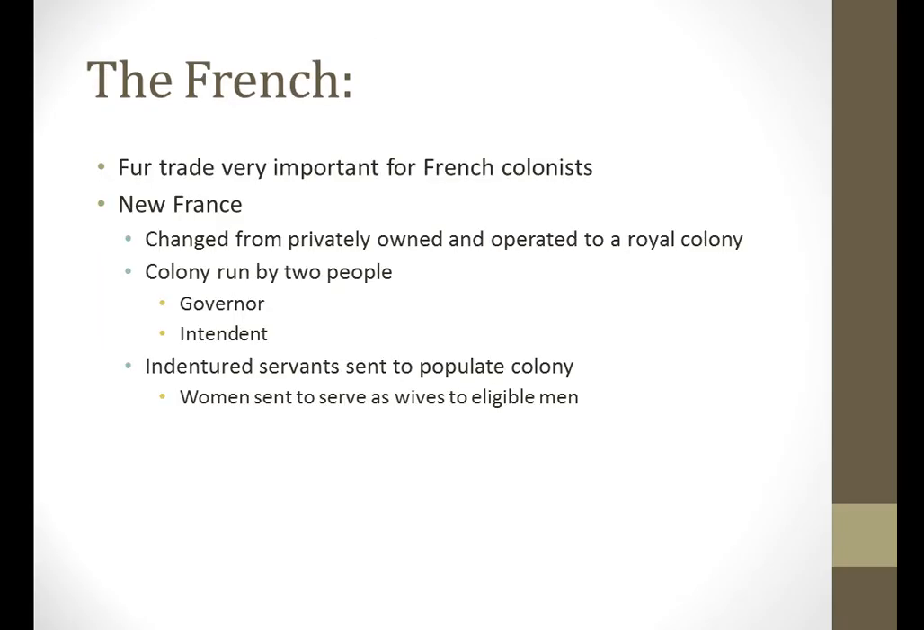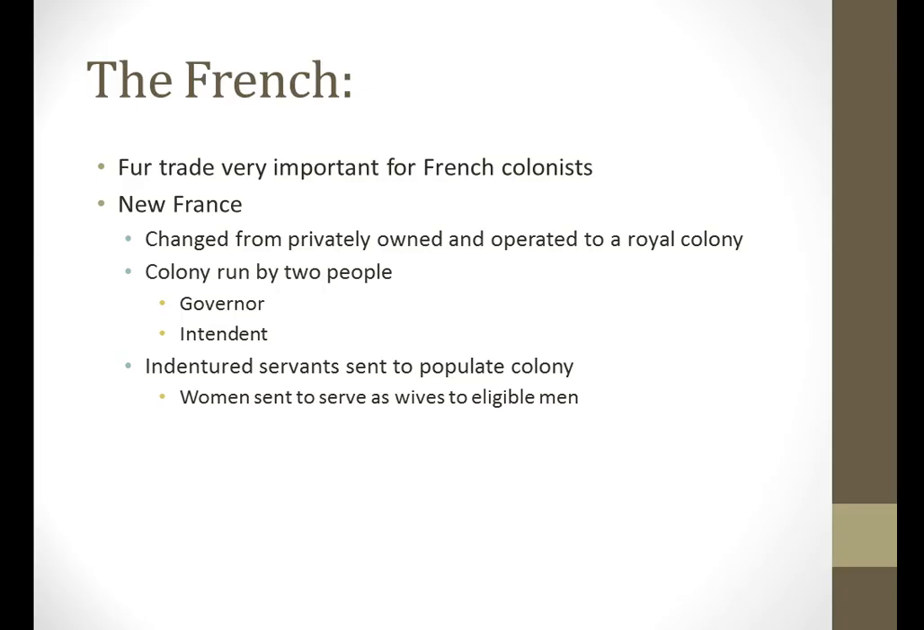The French. The fur trade was very, very important for the French. They were into the furs. New France was what they termed their land in the New World. It changed over time from privately owned and operated to becoming a royal colony, basically because the French could not manage their finances and needed money. Originally, the colonies were owned by private companies, very similar to how English colonization got started. But then they transitioned into royal colonies.